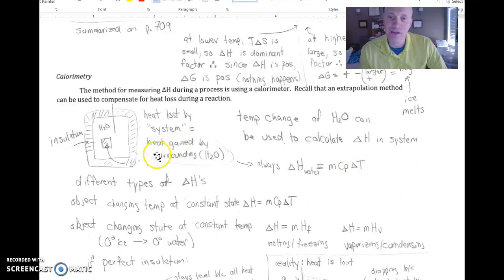Since the amount of heat that's gained by the water is equal to the amount of heat lost by the system, or another way that you could say that is the opposite: the amount of heat lost by the water is the amount of heat gained by the system. Either way, this equation right here would tell you how much heat is either lost or gained.